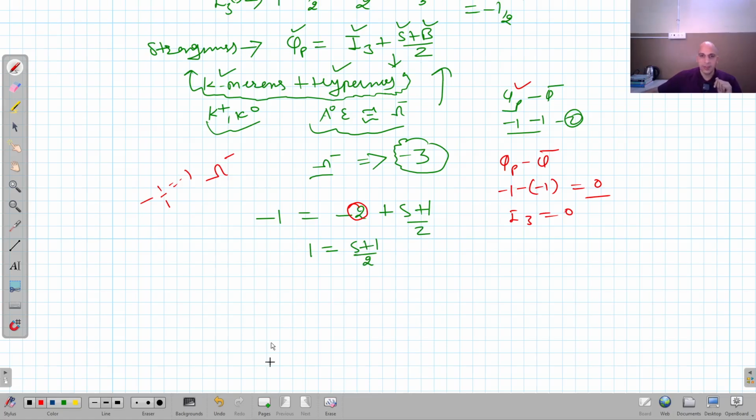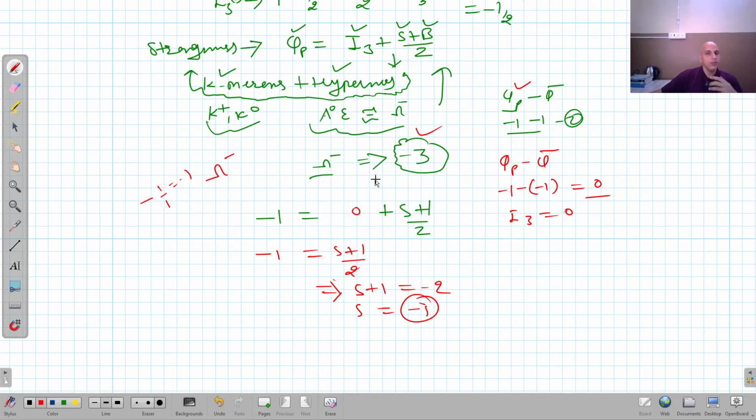Then I am going to erase it, right? -1 is equal to 0 plus (S plus 1) divided by 2. So I got S plus 1 is equal to -2, so S is equal to -3. As I told you, the strangeness of omega negative is -3. It is usually asked in examinations what the strangeness of the omega negative particle is, or they can ask the strangeness of other particles also.